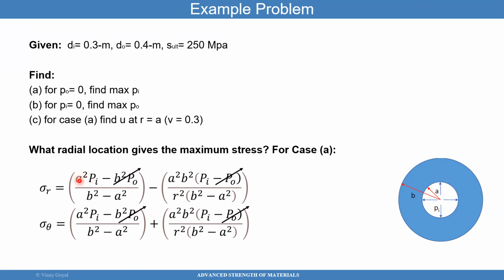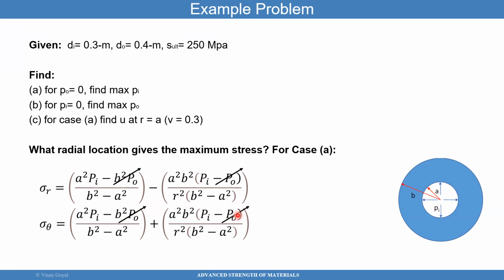Do I know a, the inner radius? Do I know b, the outer radius? I'm pretty much golden because I have everything except for one thing. I don't know Pi. That's fine. We can figure that out. For hoop stress, I also have the same situation. P naught is 0.